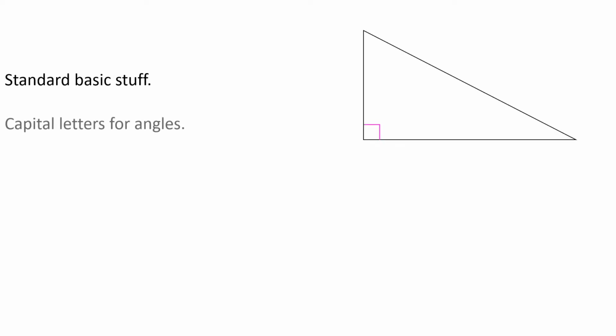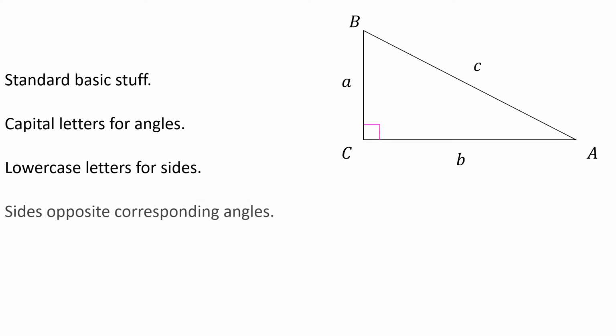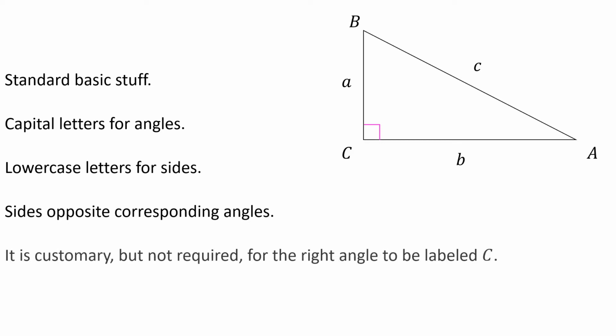Now we better start by talking about some of the real basics of the bunch. I've got to have a right triangle, so notice I've got a 90-degree angle there at angle C. Capital letters for the angles, lowercase letters for the sides. And normally, it's not required, but we're going to call the right angle, the 90-degree angle, C.